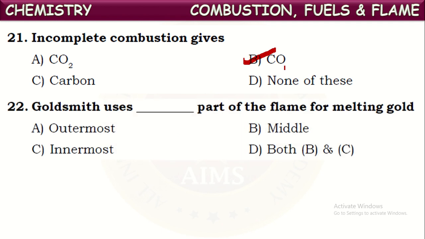Okay, next. Goldsmith uses dash part of the flame for melting gold. To melt gold, it should be heated to very high temperature. In a flame, the hottest part is the outermost part. So goldsmiths generally use the outermost part of the flame for melting gold, to rejoin them or to bend them into different shapes. The outermost part of the flame generally has the highest temperature. So goldsmiths use the outermost part of the flame.